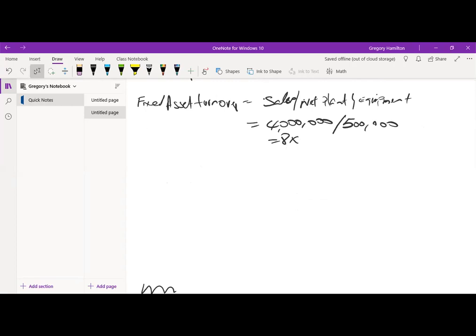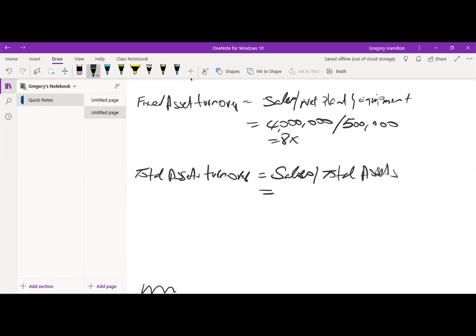All right, so we're down to the fourth one, which is total asset turnover. And total assets turnover is equal to sales over total assets. And again, sales still remains at 4 million, and total assets would be 1.8 million.